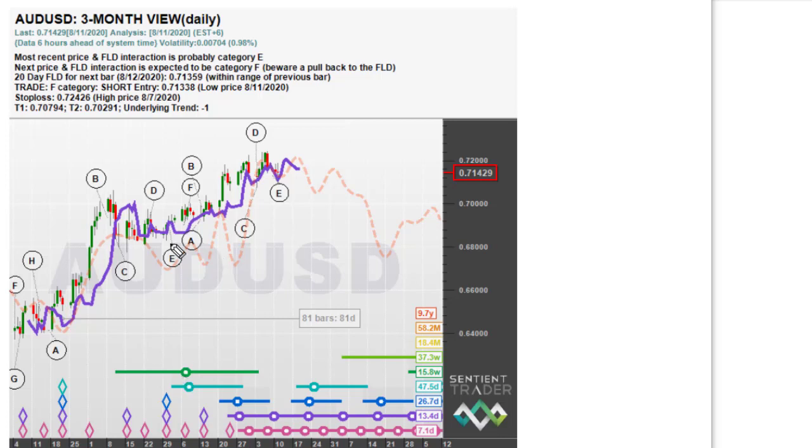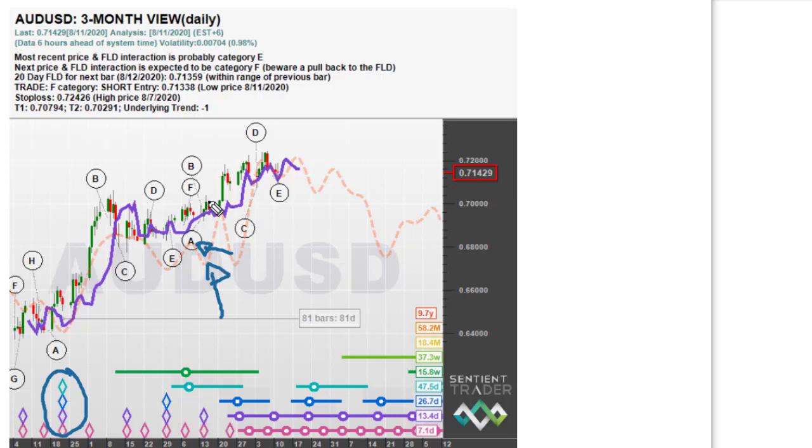Now let's look at the identification of the interaction between the price and the FLD. So, following the 80-day cycle trough, we expect a full A, B, C, D, E, F, G, H category sequence. Something interesting happens in this chart over here. We get the A, B, C, D, E, F, and then suddenly there's no G or H, and suddenly the system is saying, here's an A category interaction.